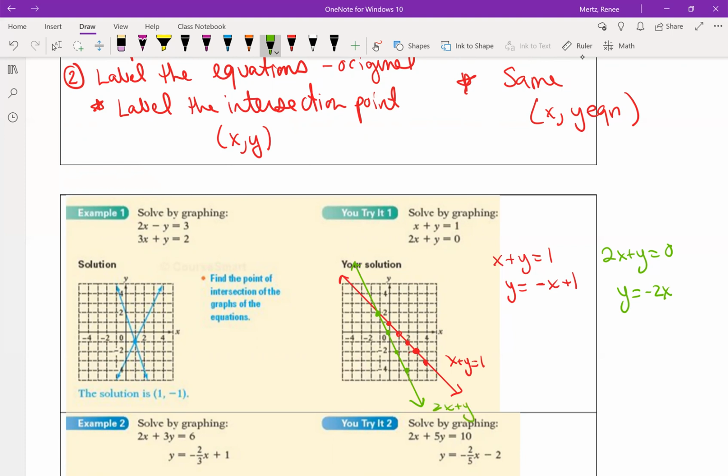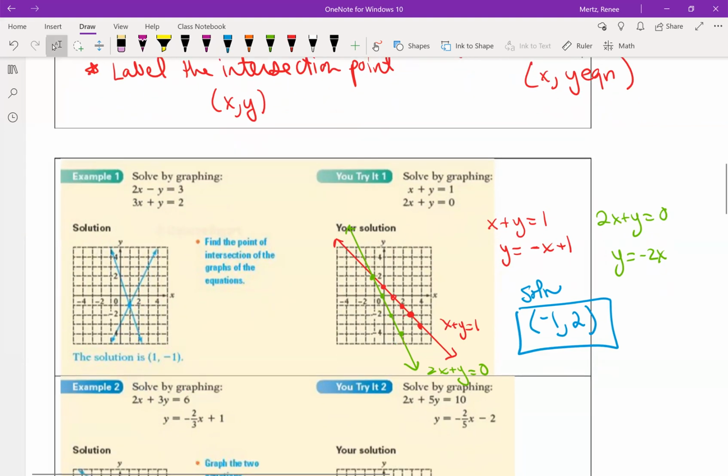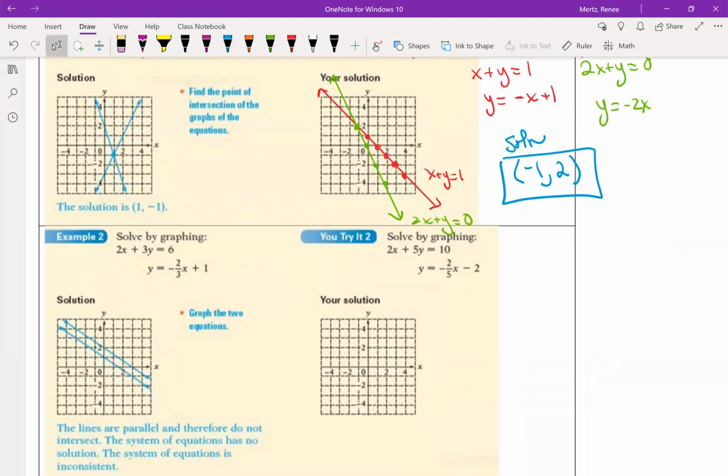Make sure that you label your intersection point. So these graphs are intersecting. So the solution is x equals negative 1, y equals 2. If I wanted to check, I could plug it into both, make sure it works. Negative 1 plus 2 is 1, yes. Negative 2 plus 2 is 0, yes. So they both work. Try it too. Get them into y equals mx plus b form, graph them each.